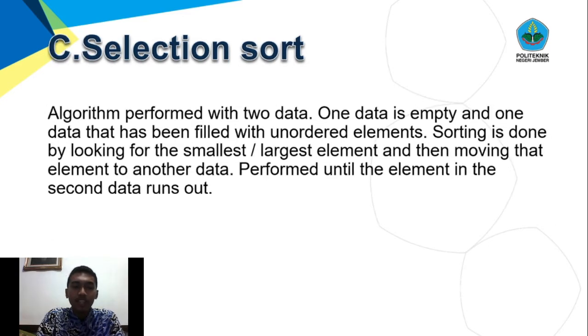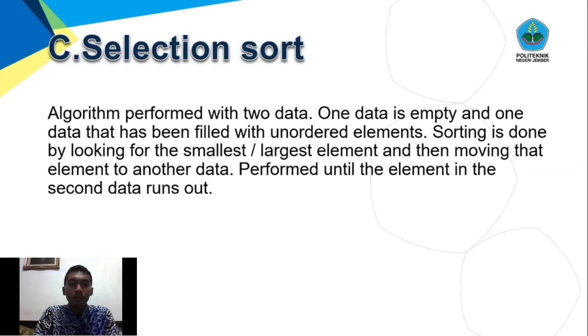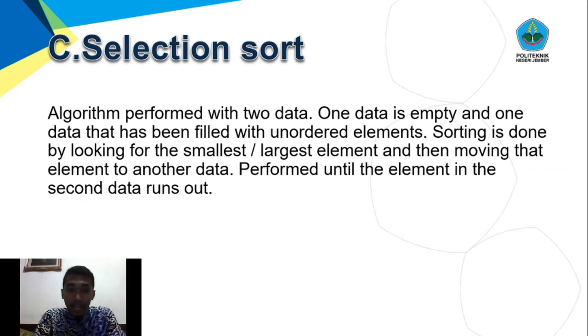Third, selection sort. Algorithm performed with two data. One data is empty, and one data has been filled with unordered elements. Sorting is done by looking for the smallest or largest element, then moving that element to another data. Perform until the elements in the second data run out.